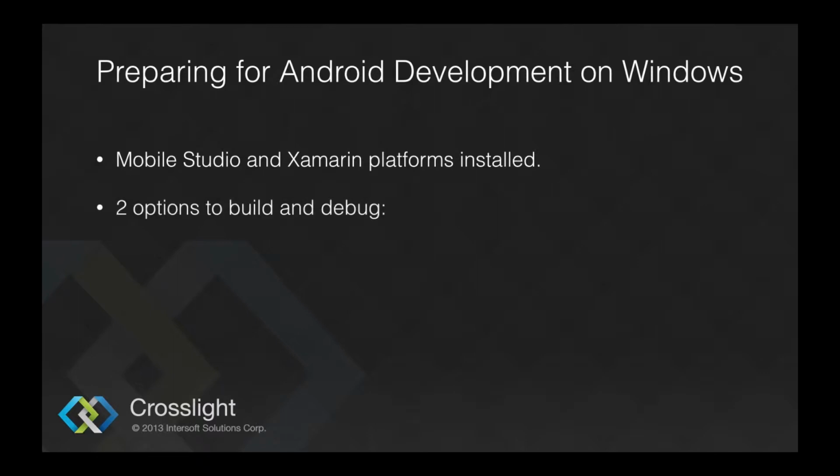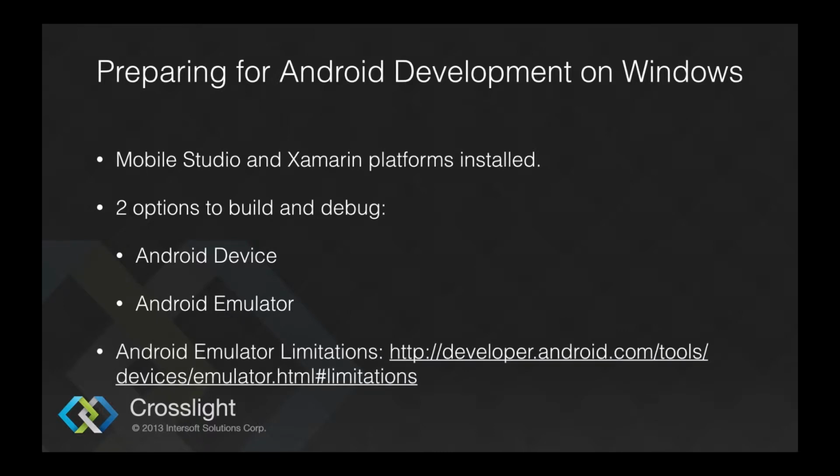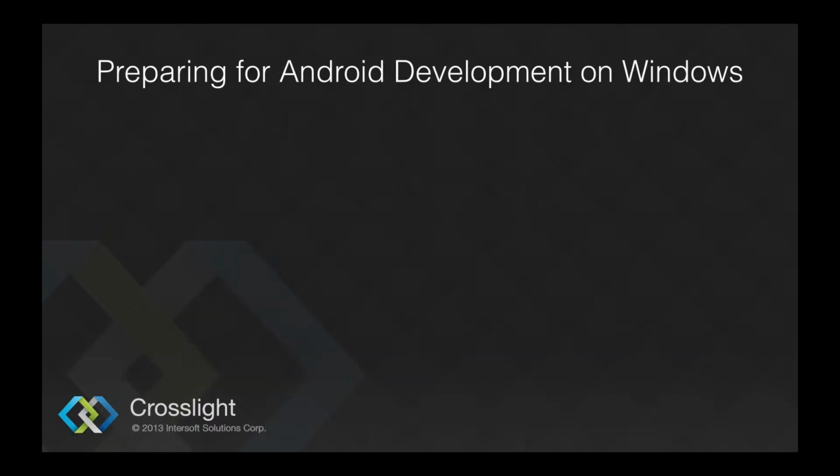To develop Android applications, you can either build and debug directly to an Android device, or you can use the Android emulator, but with certain limitations. You can find a complete list of limitations on this site. In this video, we will create a Crosslight enabled application and build the application to an Android emulator with virtual machine acceleration feature enabled, also known as VTX.